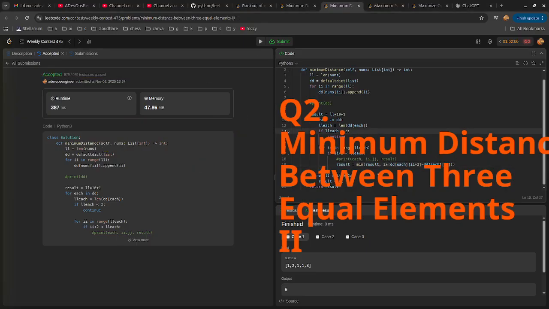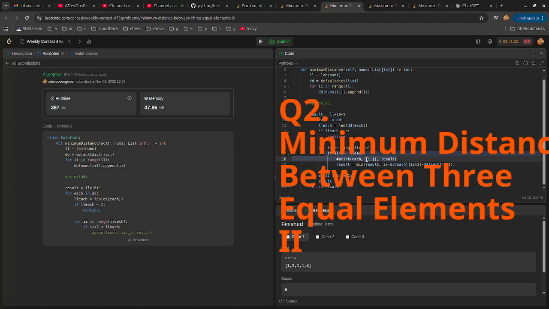The update I made here is because I made a mistake. I did a double loop for the first index and the second index, looping over all the possible subarrays for this number, but actually we don't have to do that. All we have to do is check three continuous same numbers. We don't care about other numbers.